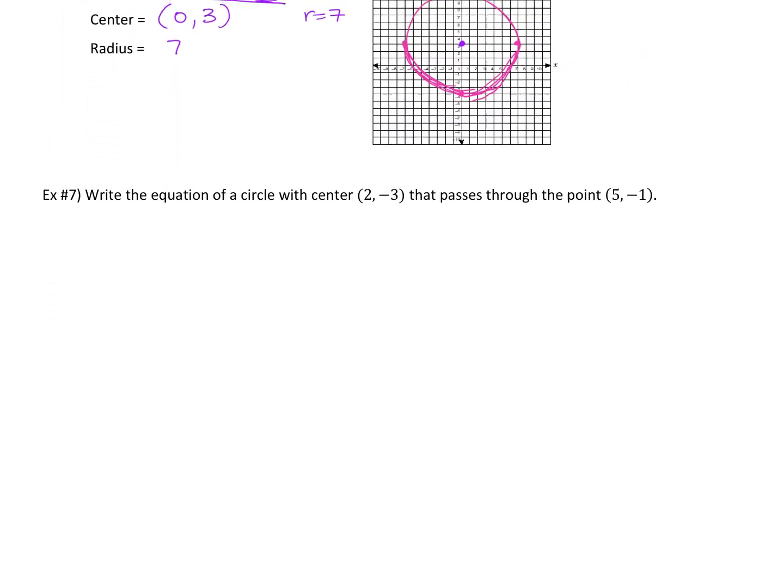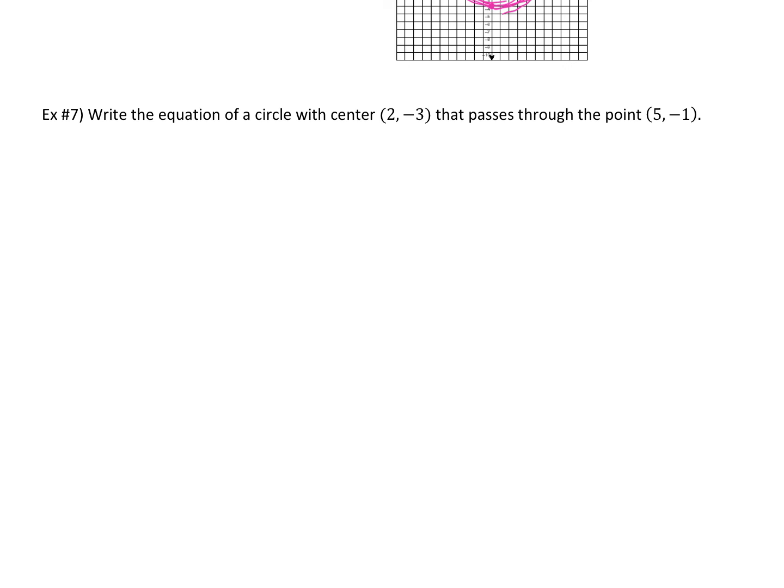Okay, number 7, the last one, is probably the one that requires the most work, but it's still not hard. It's still very doable. It says write the equation of a circle with a center at 2, -3 that passes through the point 5, -1. So here's the deal. Your center is h, k. You're going to call the point that they give you x and y. We know nothing about the radius. Now, you could plot that on a graph and find your radius that way. It's going to be a lot more work, and I'm not going to give you a graph to do it with.